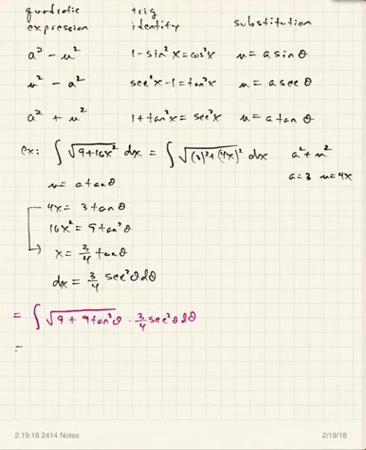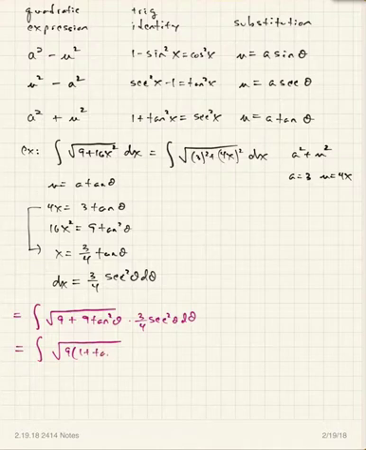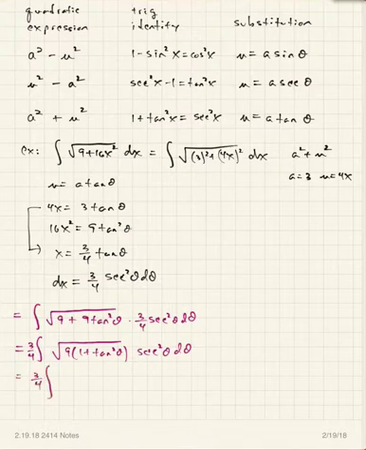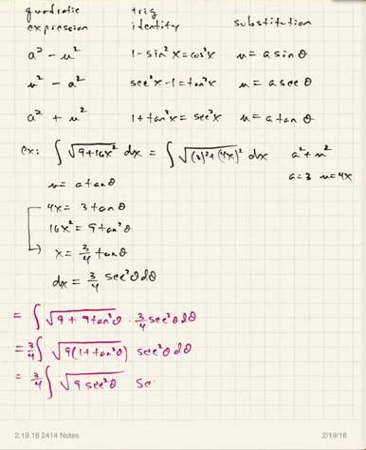All right, and so then you got to simplify this. So this radical, factor out a 9, and you get 1 plus tangent squared theta. The 3/4 I could take outside the integral, and then you have secant squared theta d theta here. So that would give you the square root of 9 secant squared theta, and then this would be times secant squared theta.